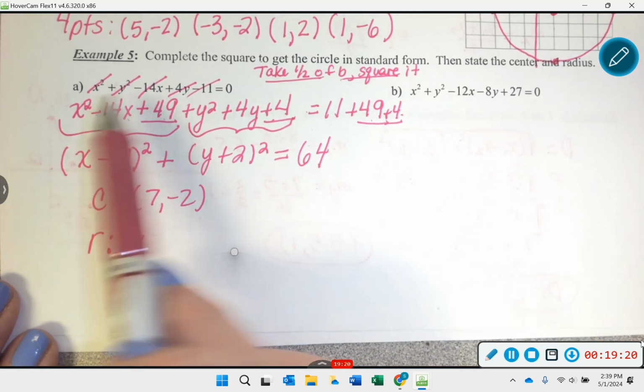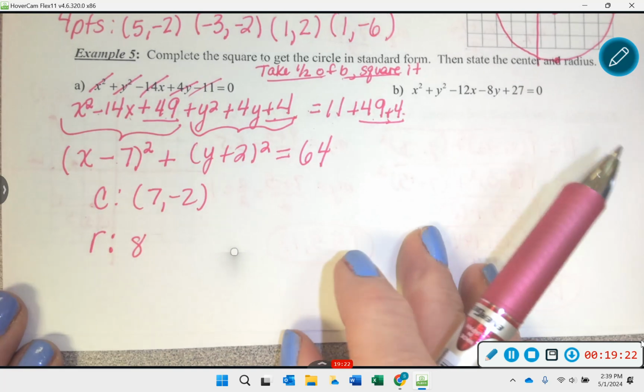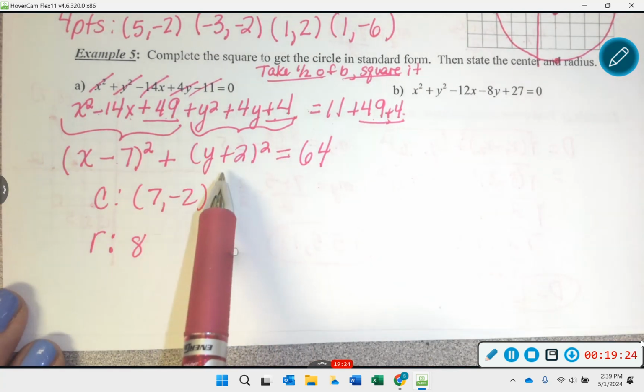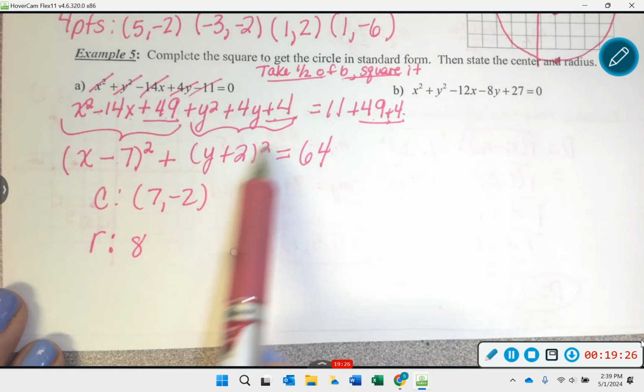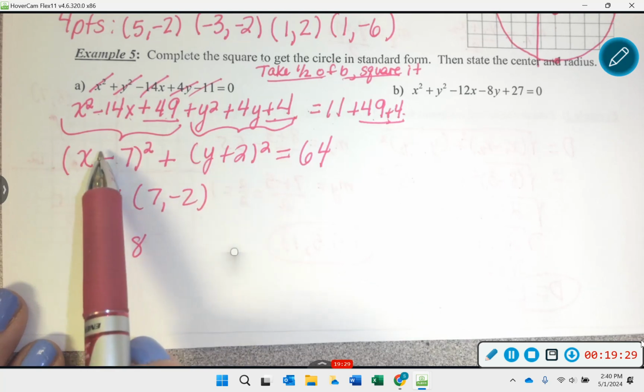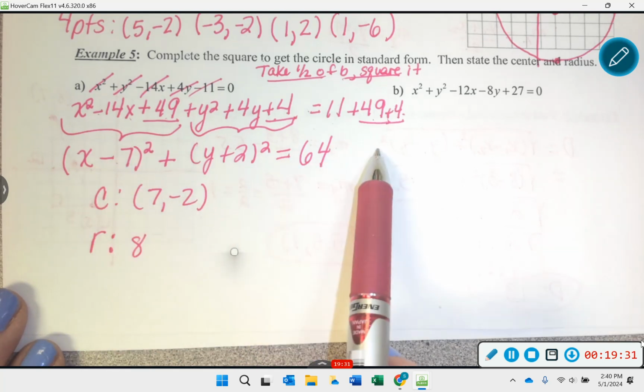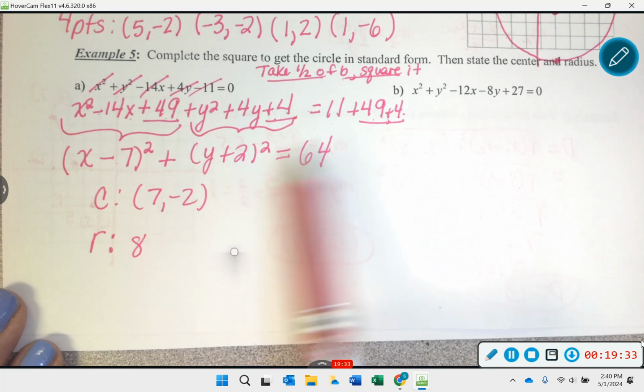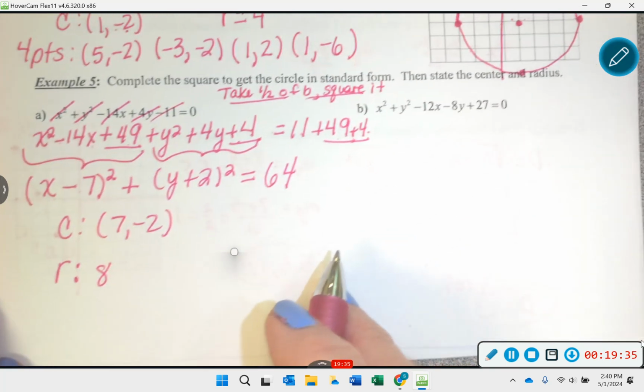Okay. And then I could put that into Desmos if I wanted to check it. Putting this in the graphing calculator is really difficult because you have to solve it for y. So I'd have to subtract this over, take the square root, subtract 2. It'd be really tedious to do.